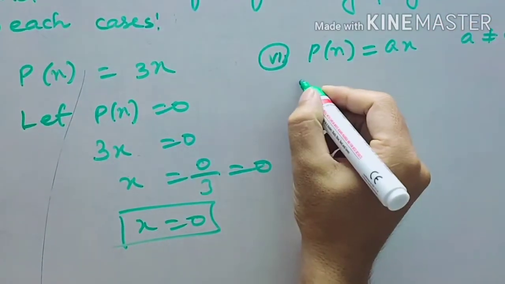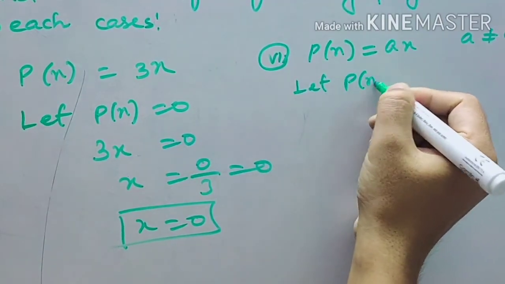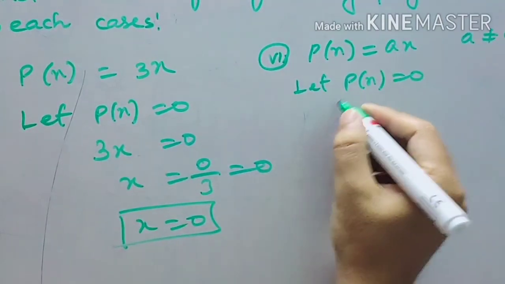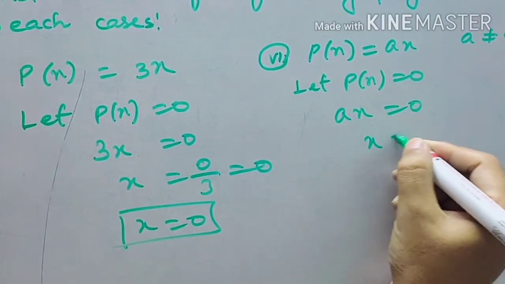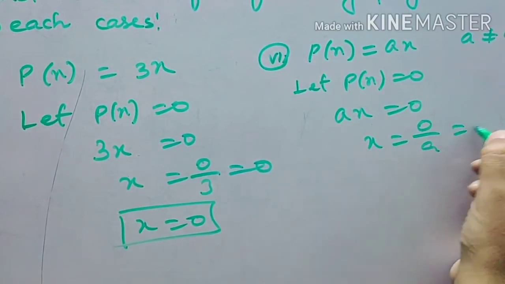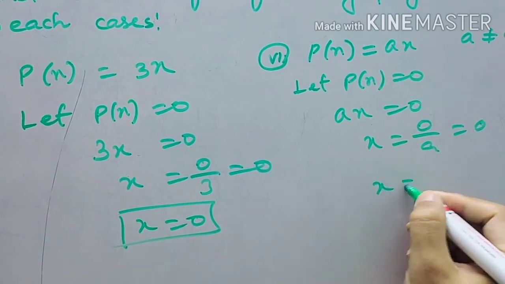But now let us see. Let p of x be equal to 0. What is the p of x now? ax is equal to 0. I want to find the x now. x is equal to 0 by a. 0 by a means what is the answer now? 0. x is equal to 0.